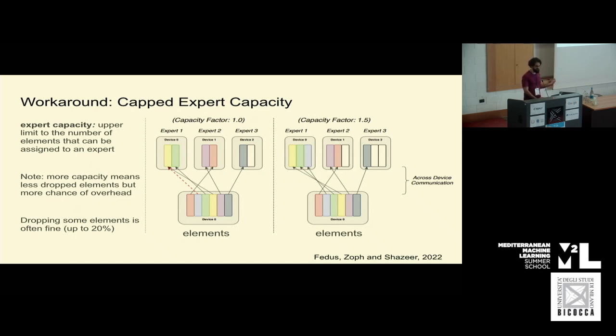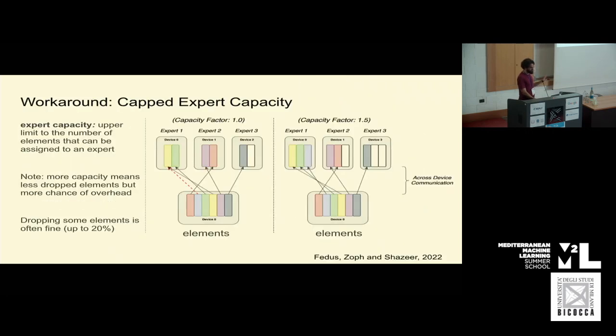Given that you need to pre-allocate memory and you might have overhead, there are benefits to keeping the capacity low, and normally dropping a certain number of tokens is fine, especially for training. Empirically, it depends on other factors, but a good heuristic is that if you drop up to 20% of tokens, the model doesn't suffer that much.